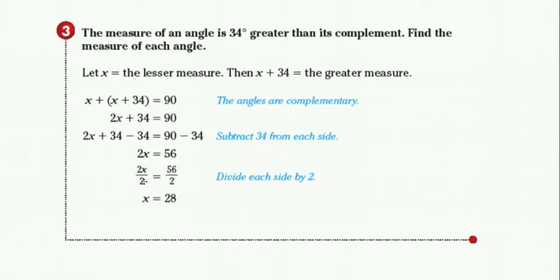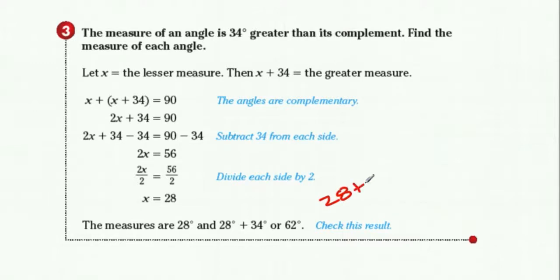And that is the lesser measure, the smaller angle, and the greater angle would be 28 plus 34, or simply 62. So the two angles are 28 and 62. If you simply add 28 plus 62, that would give you 90 degrees. And those are the two angles, because 28 plus 62 is equal to 90 degrees.